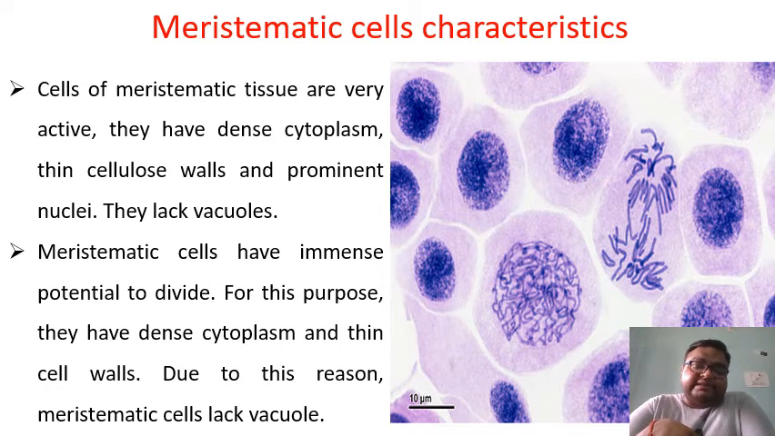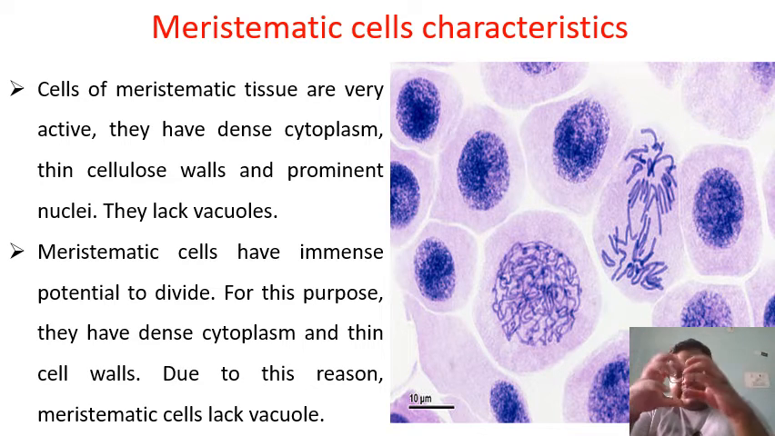Okay. After that, we can say that these have a dense cytoplasm. Right. These have thin cellulose cell wall, prominent nuclei. Okay. And there is no presence of vacuole. They lack vacuole. Right. And we can say that since this is a very active cell, it is dividing very rapidly. For this purpose, these have dense cytoplasm, right? The cell wall is also very thin because the cell is dividing rapidly.